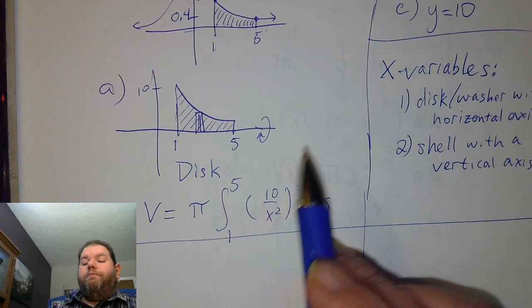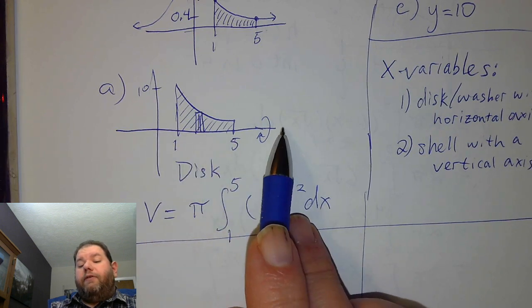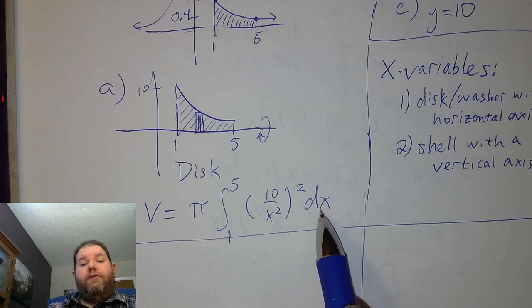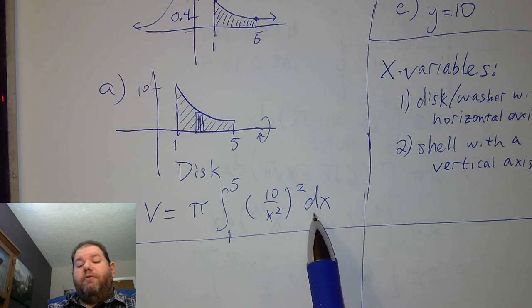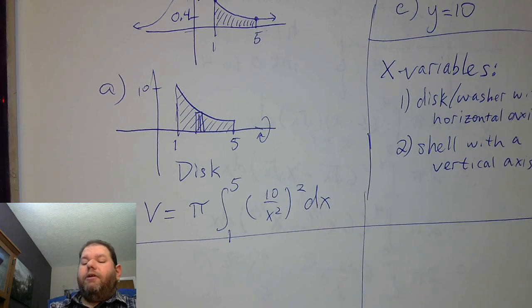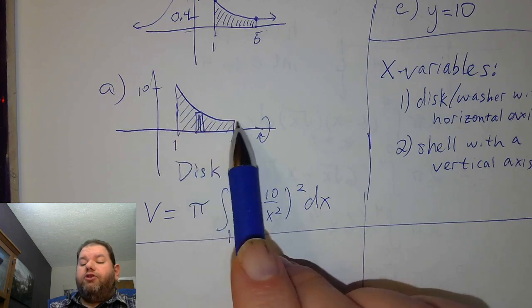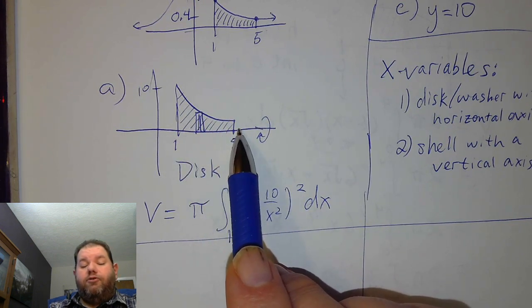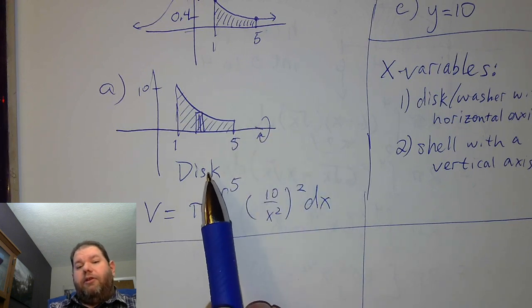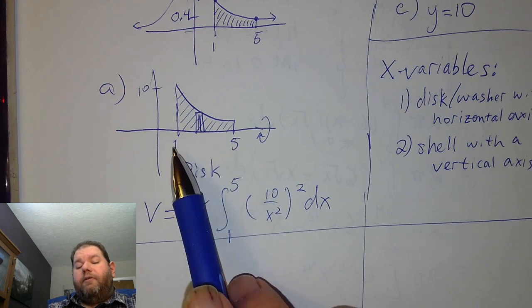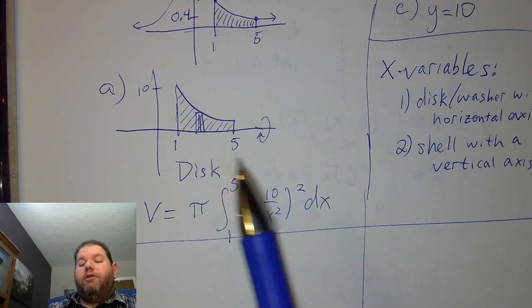Because we have a horizontal axis, we know we can use either a disk or a washer method and still use the x values, which is a nice goal. And because the shaded region is flush against the axis of revolution, we know specifically we can use a disk. And so we'll integrate from 1 to 5, our left edge to our right edge.